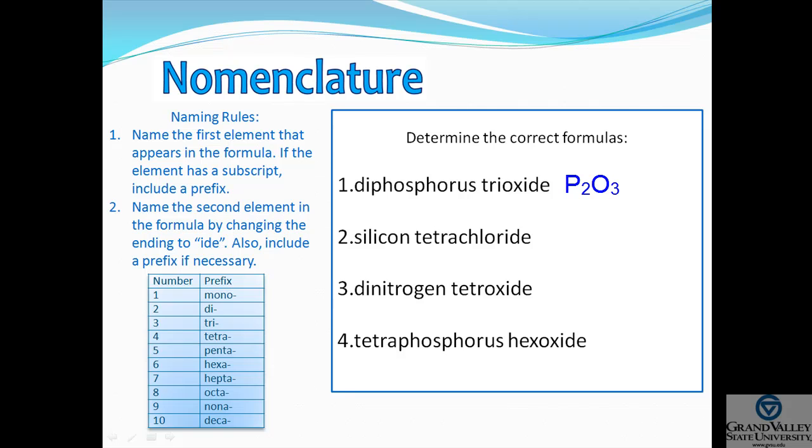Therefore, the formula for diphosphorus trioxide is P2O3. For problem number 2, the correct formula for silicon tetrachloride is SiCl4. The correct formula for dinitrogen tetroxide is N2O4. Lastly, for problem number 4, the correct formula for tetraphosphorus hexoxide is P4O6.